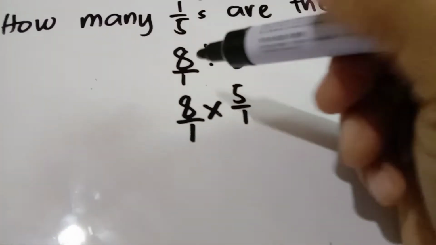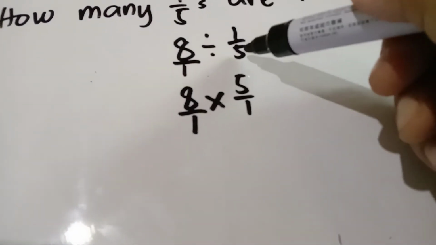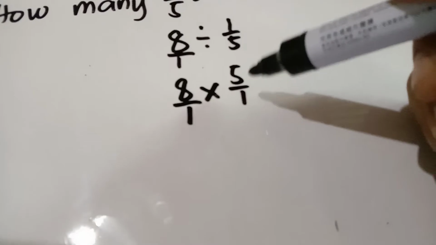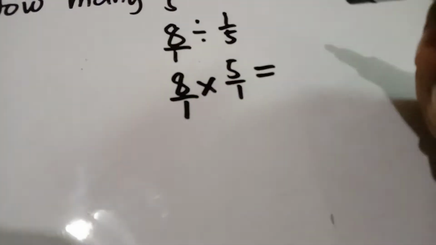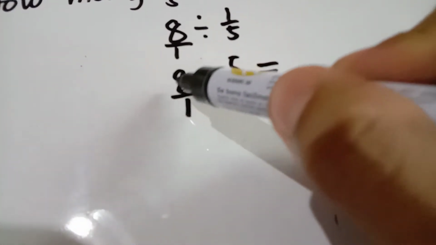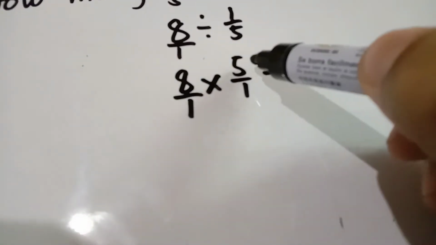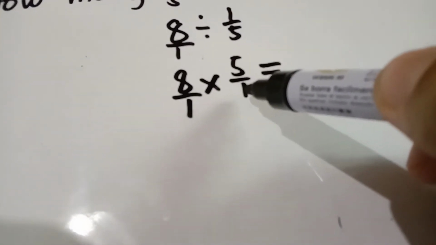Okay, we are going to multiply 8 over 1 by the reciprocal of 1/5, which is 5 over 1. Okay, so balikan natin yung rule, no? Rules in multiplying fraction by another fraction. So just multiply the numerators and multiply the denominators.